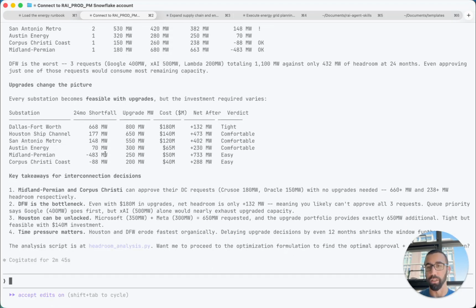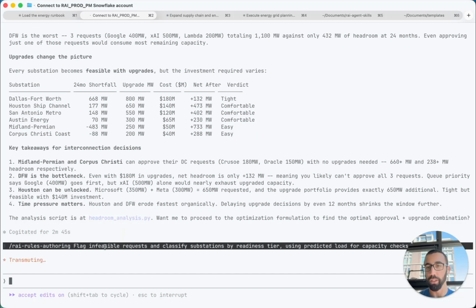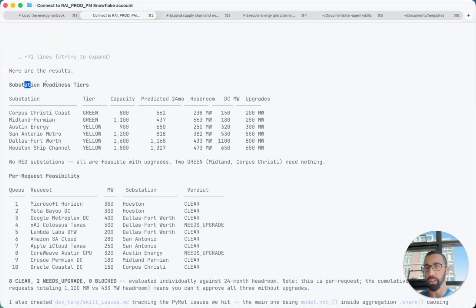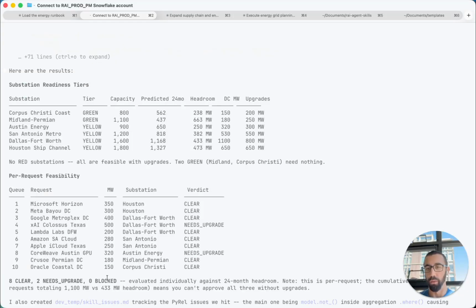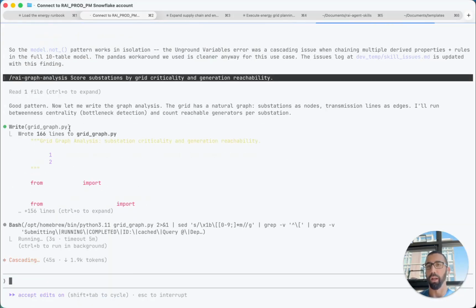Let's look at our data center interconnection requests. Use rules-based reasoning to flag infeasible requests using this predictive data as an input. This will all combine with other analyses and roll into our optimization. We ran the rules-based reasoning analysis of the substation readiness, got some clear answers here on where we might have blockages. Now we're going to analyze the grid structure for criticality and reachability.